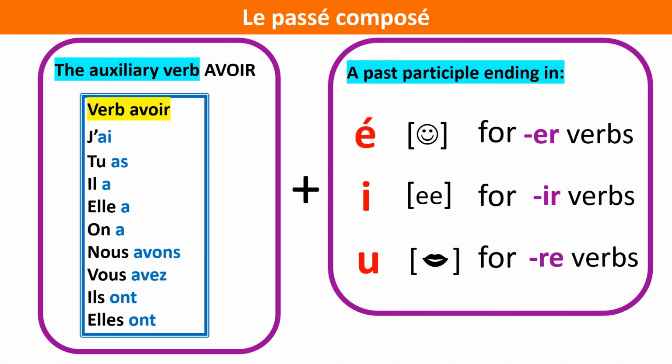In our previous lesson, we saw that to form le passé composé, we needed the verb avoir in the present tense. Then we needed to add a past participle, which is the past form of the verb. And in French, it ends in é for ER verbs, I for IR verbs, and U for RE verbs.